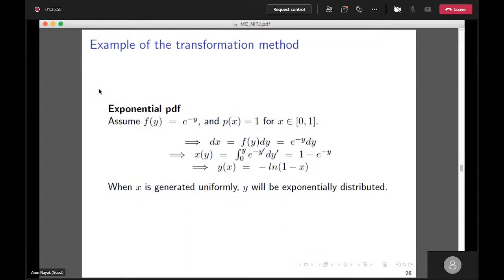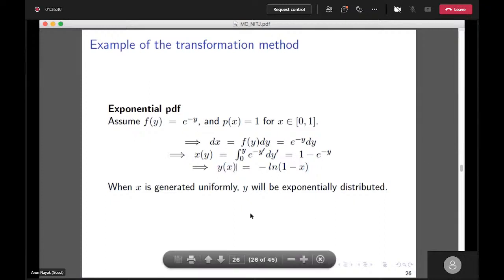Now we similarly go from a uniform distribution to the exponential distribution. Suppose we want a PDF which is exponential, e to the minus y, for all positive y, and we are given a uniform distribution between 0 and 1. We can apply the same principle here, and then we will get y of x as minus log of x. Now if x is distributed uniformly between 0 and 1, y will be distributed exponentially between 0 and infinity. So you can do this exercise as well.